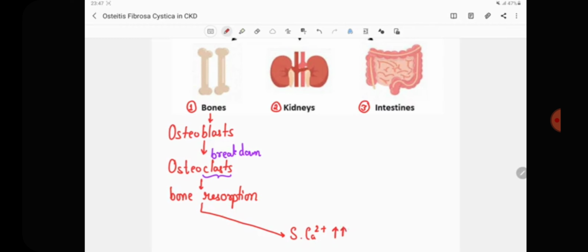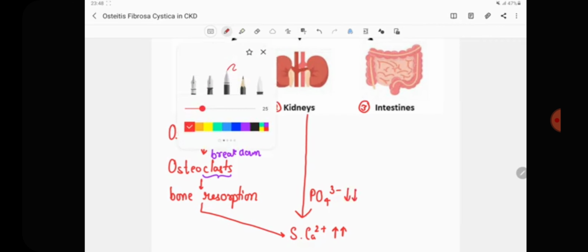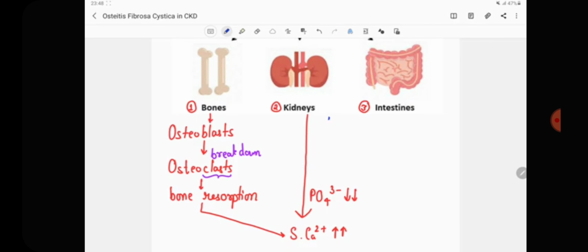Now on the kidneys, the parathormone has 2 functions. Number 1, it will reabsorb calcium in exchange for phosphate. So phosphate would be reduced and calcium would be increased. And second, it would convert calcidiol, which is vitamin D2, into calcitriol, which is vitamin D3, right?